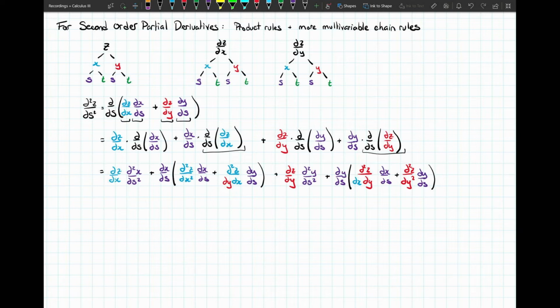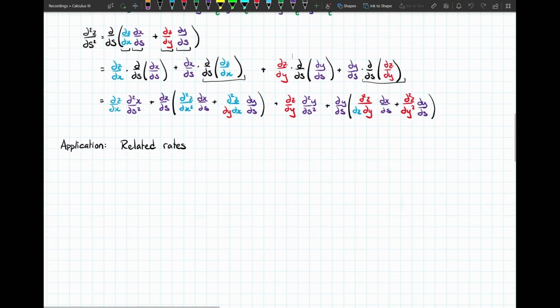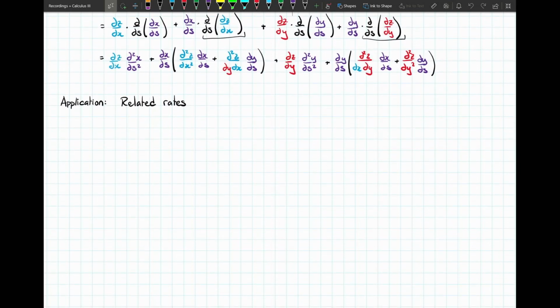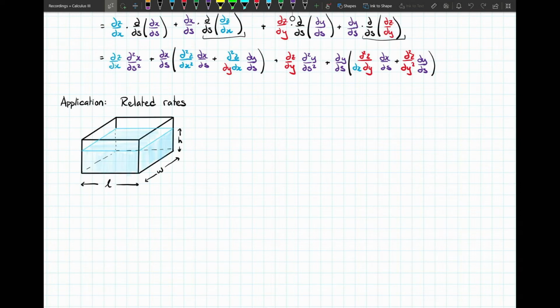As a very classic topic in single variable calculus, we looked at related rates. And here, related rates, when we start taking a look at multivariable functions, really won't be so bad. Let's take a look at kind of a geometry problem where maybe we have a rectangular box full of water. And the volume of water in that box is a pretty easy formula. It's just simply going to be length times width times height.